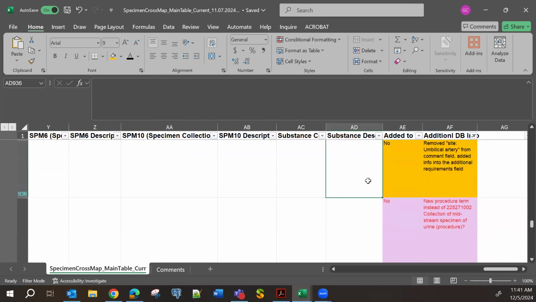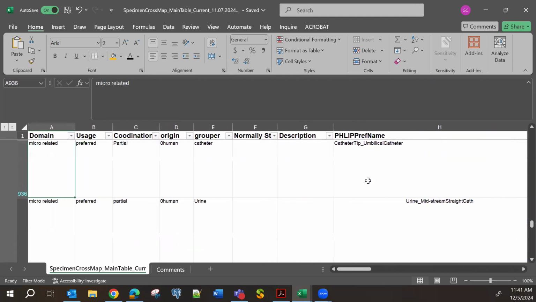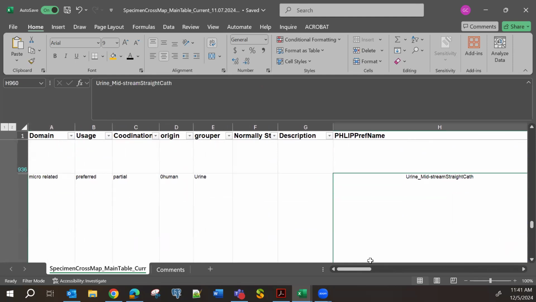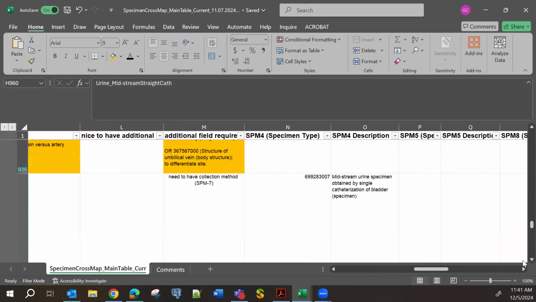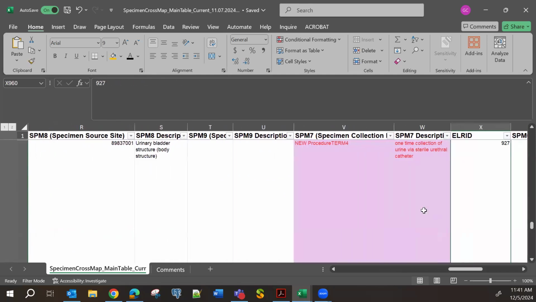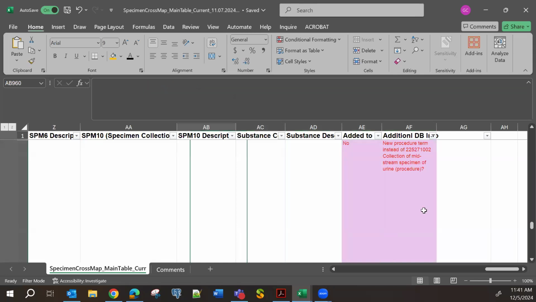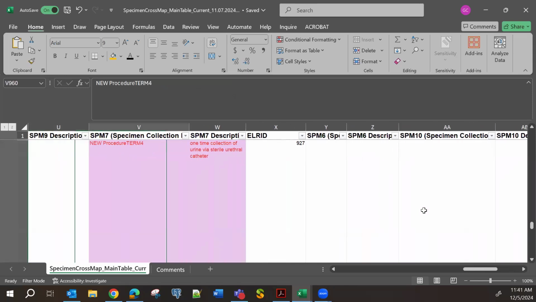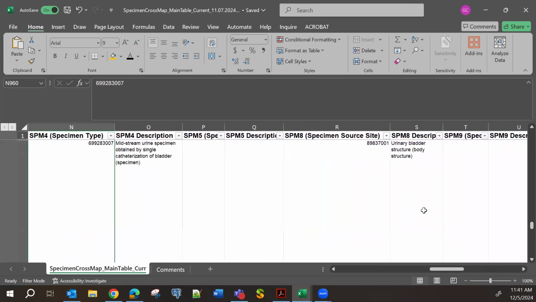All right, moving to, let me just double check real quick. Next one, we have urine midstream straight cath. I'm going to skip to the comments over here. Okay, new procedure term instead of collection of midstream specimen of urine procedure code. So was that supposed to go? Collection of urine via sterile urine. Okay. Exactly.